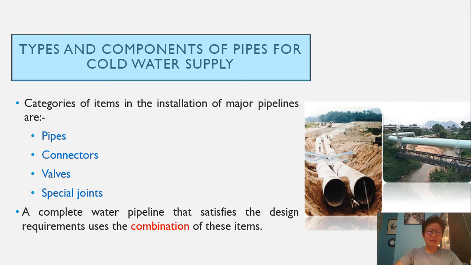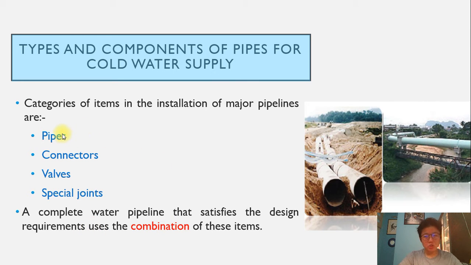Okay, so in the installation of major pipelines, the categories of items we have are the pipes, the connectors, the valves, and the special joints. For a complete water pipeline that satisfies the design requirements, we use a combination of all these items. Think about it, it makes sense, right?